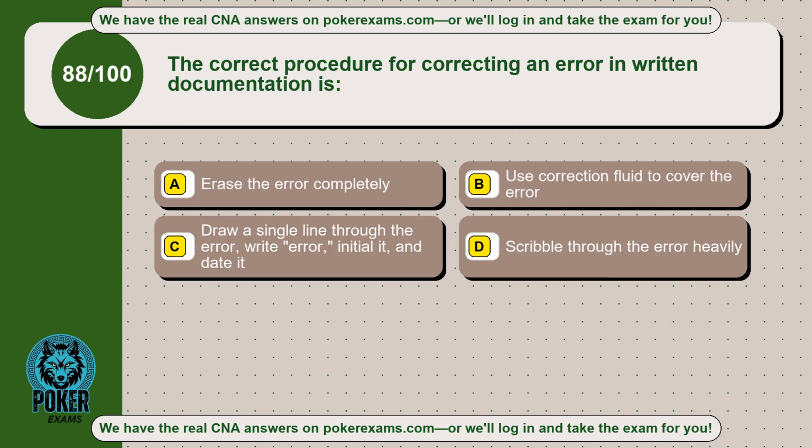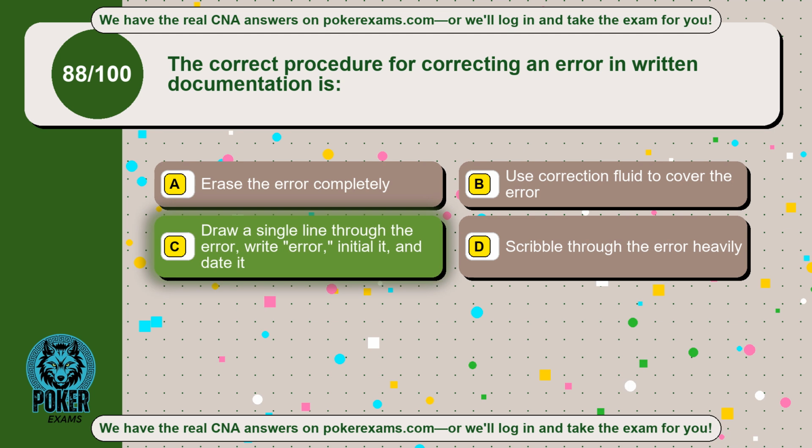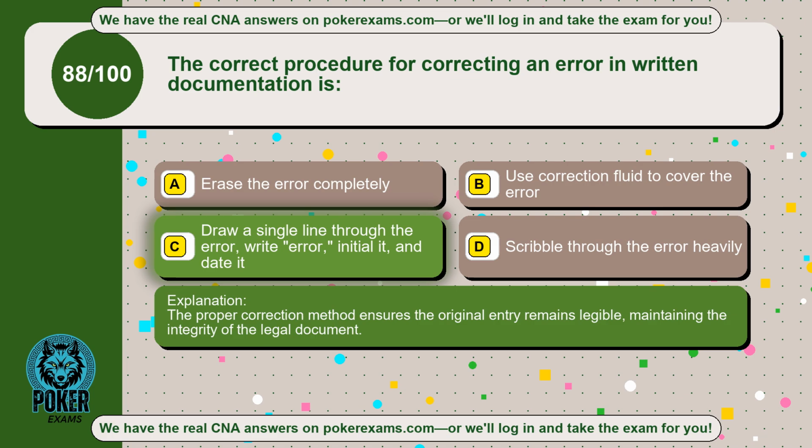Question 88. The correct procedure for correcting an error in written documentation is: Option A, erase the error completely. Option B, use correction fluid to cover the error. Option C, draw a single line through the error, write error, initial it, and date it. Option D, scribble through the error heavily. The correct answer is option C. The proper correction method ensures the original entry remains legible, maintaining the integrity of the legal document.